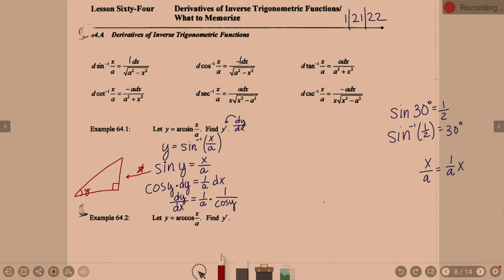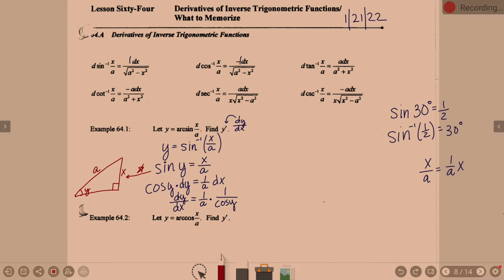Sine of y is x over a. Opposite over hypotenuse. So the opposite side is x. The hypotenuse is a. So that's the connection we have there.